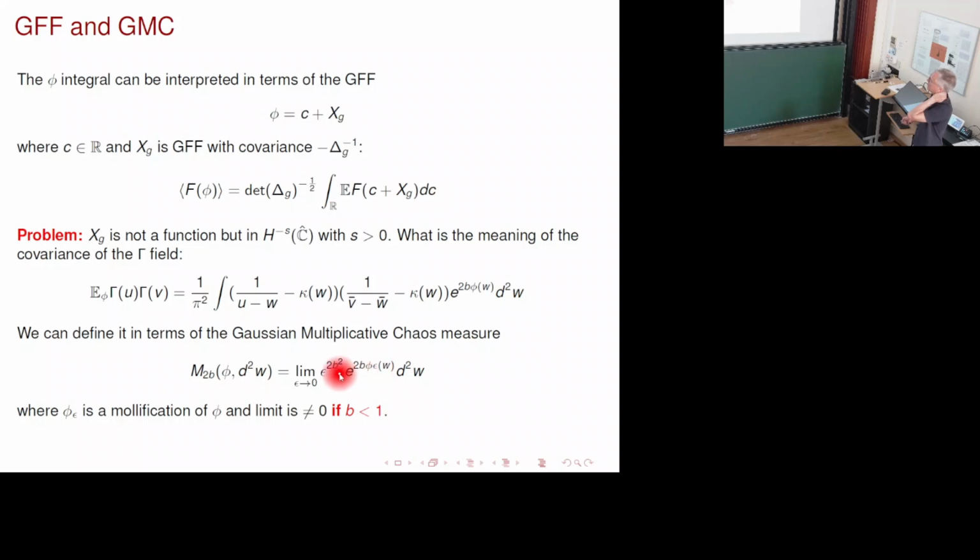You just put the cutoff and multiply by a power of epsilon, and you take a limit, and you get a nice random measure, which you call the Gaussian multiplicative chaos. Then you are integrating this random measure against such a function, and that's your covariance. It should be gamma bar of V. Yeah, that should be gamma bar. One of them is gamma bar. Okay?